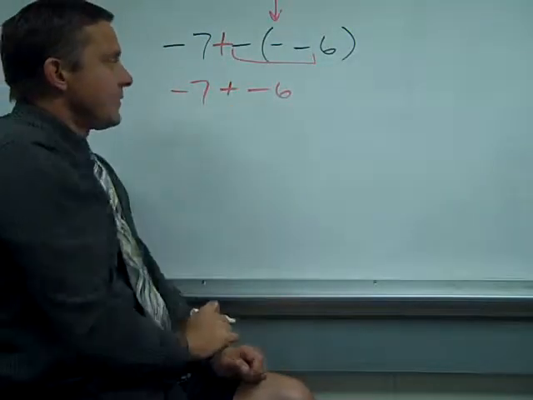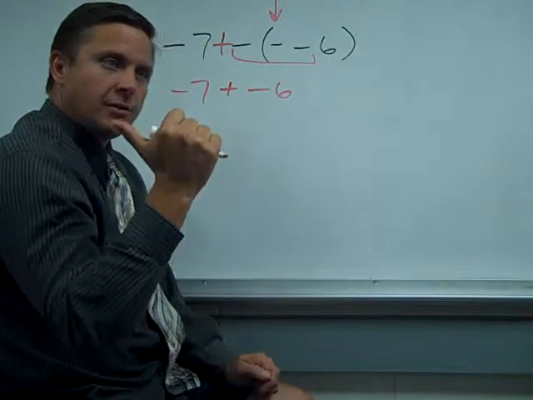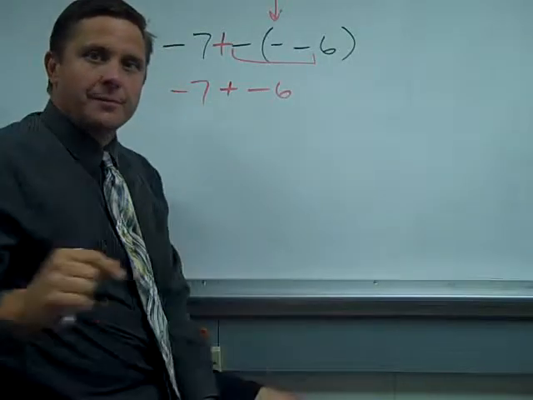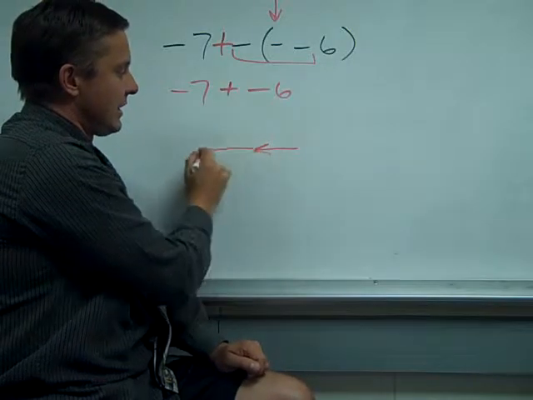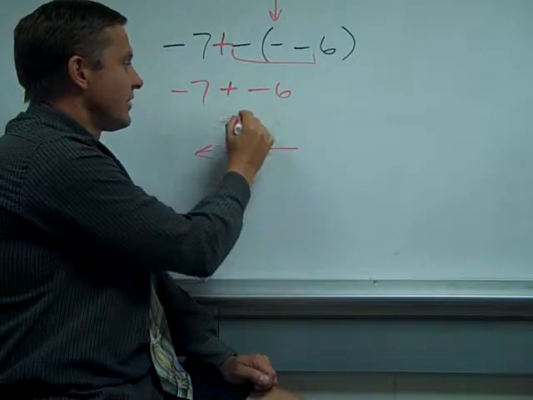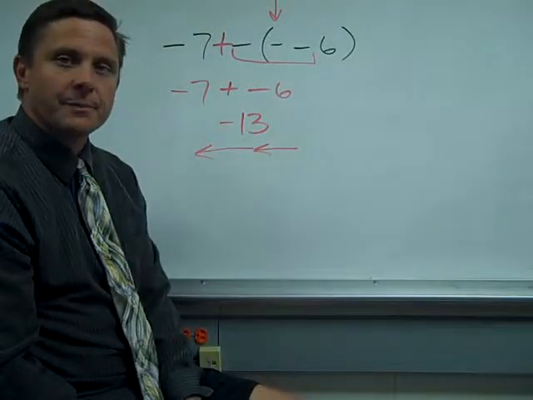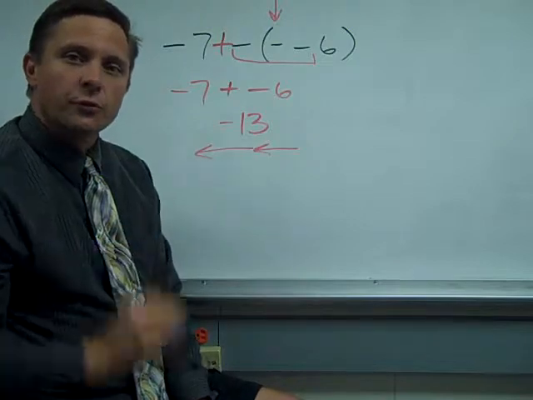Here we get negative 7 plus negative 6, and we picture in our heads negative 7 to the left, and negative 6 to the left. Negative 7 plus negative 6 is negative 13. Again, opposites. It's just a tool for us in algebra.